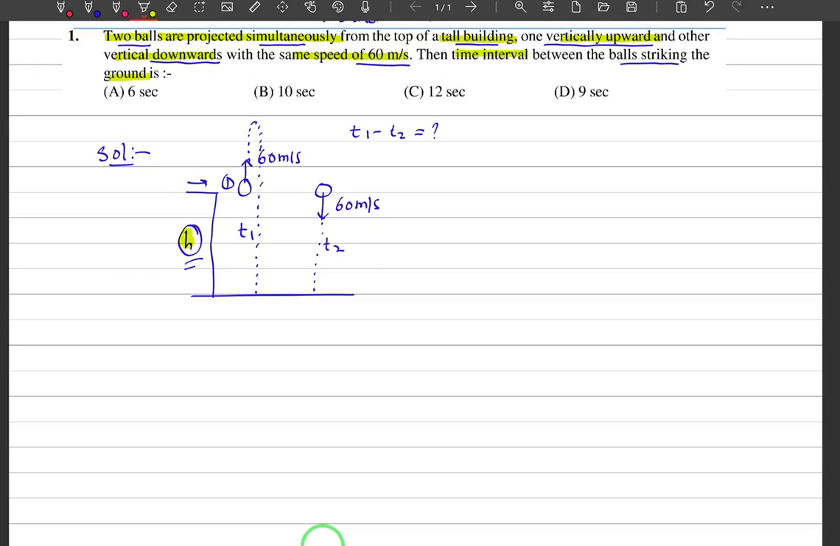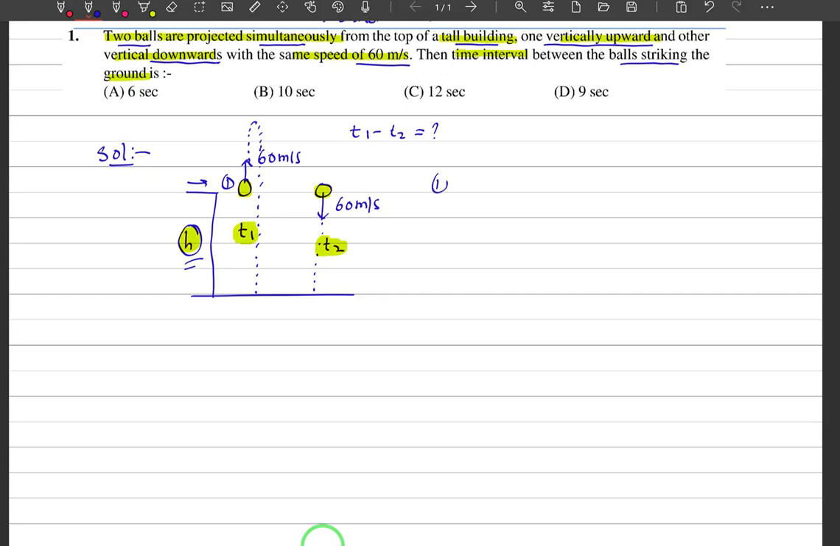So in the given situation, let us take h as the height of the building. Ball 1 is being thrown upward and ball 2 is being thrown downward. They took time t1 and t2 respectively. So we need to write the equation: height, initial velocity and time.